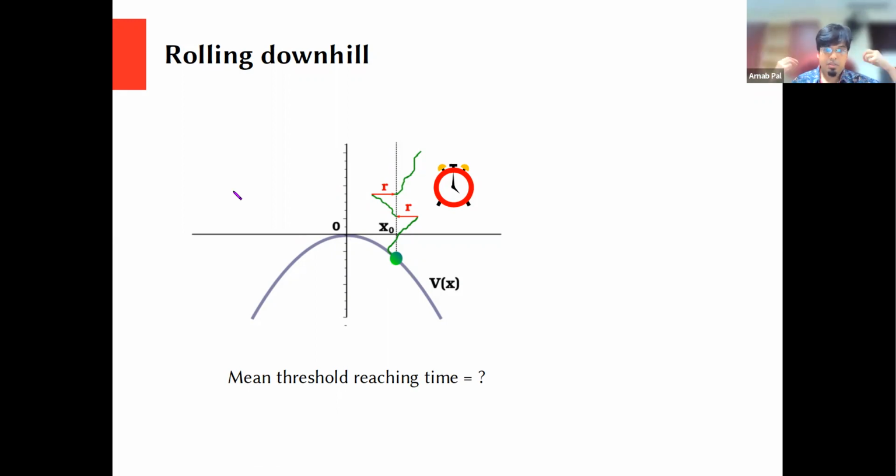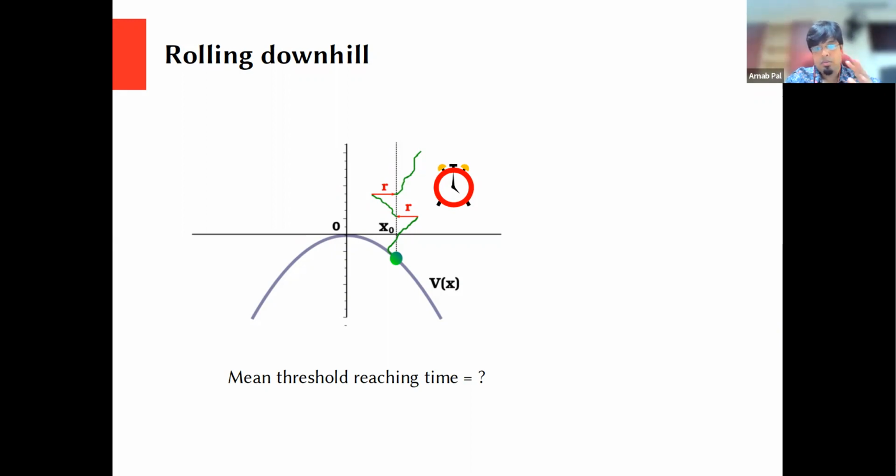As we know, the typical intuition says that if you just let the particle be there, the potential will drag it all the way down to infinity, and then the mean threshold reaching time should diverge, right? But let's again play the same game, just add this resetting phenomenon. You again let the particle diffuse wherever it is, but then you bring it back again and again with some rate r to the initial position x naught, right? Okay, so this is something which you do.